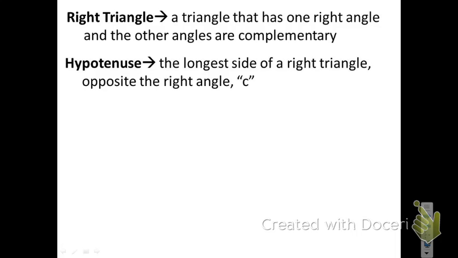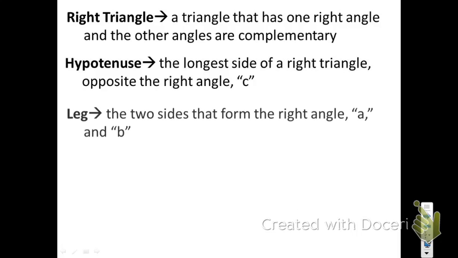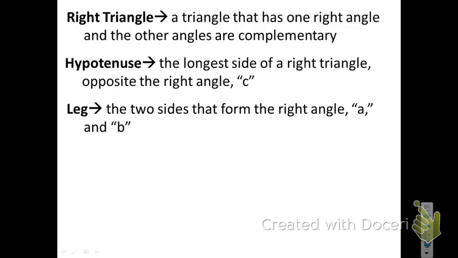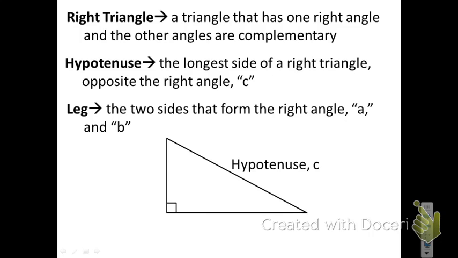All right, here's your next one. A leg. Okay, your legs: these are the two sides that form the right angle. We call them A and B. Now, if the other two sides are legs, does it matter which one is A and which one is B? What do we call these other sides? They form the right angle, but we call them both legs. Good. And hypotenuse, that word. Yep, hypotenuse.